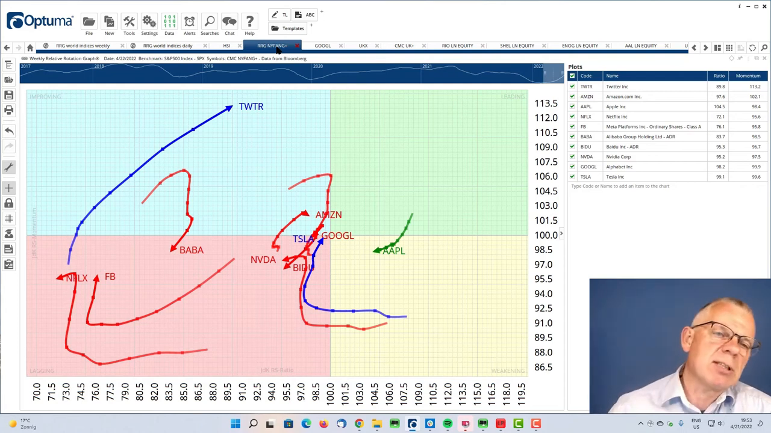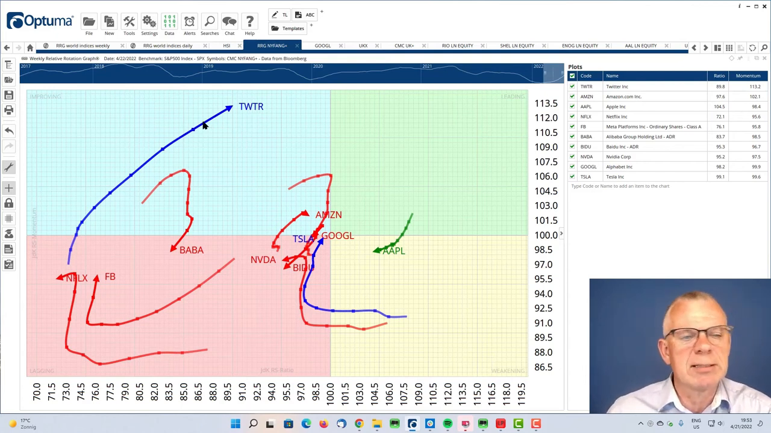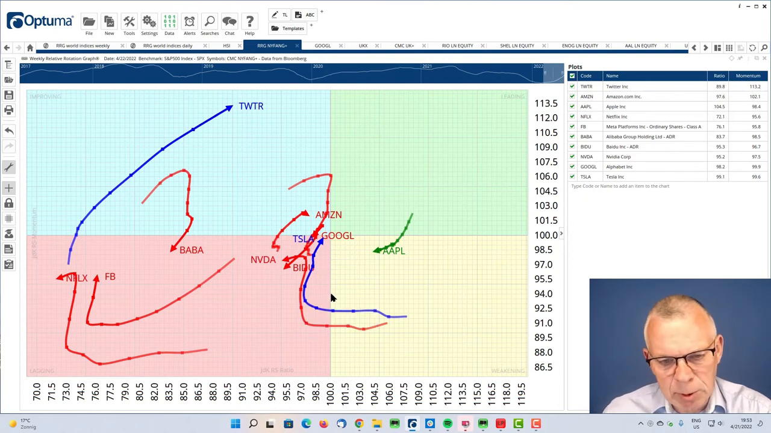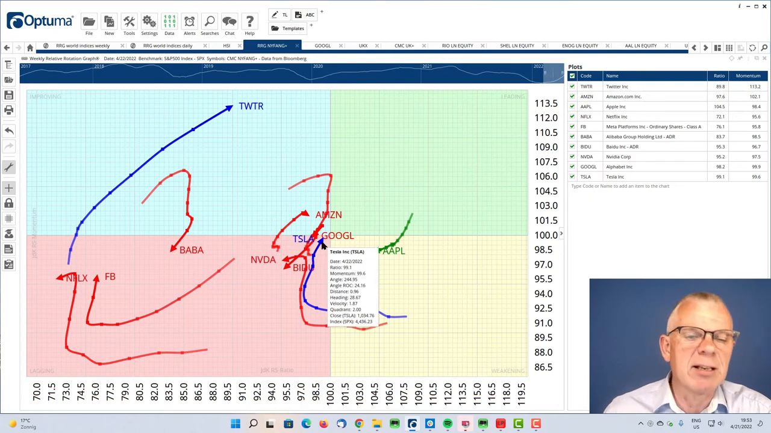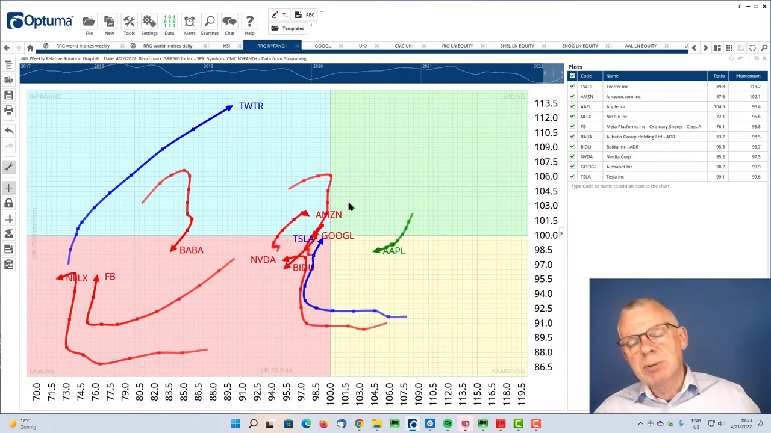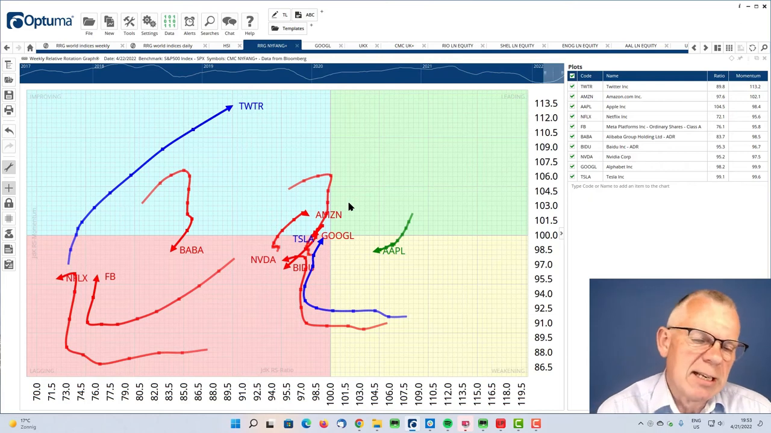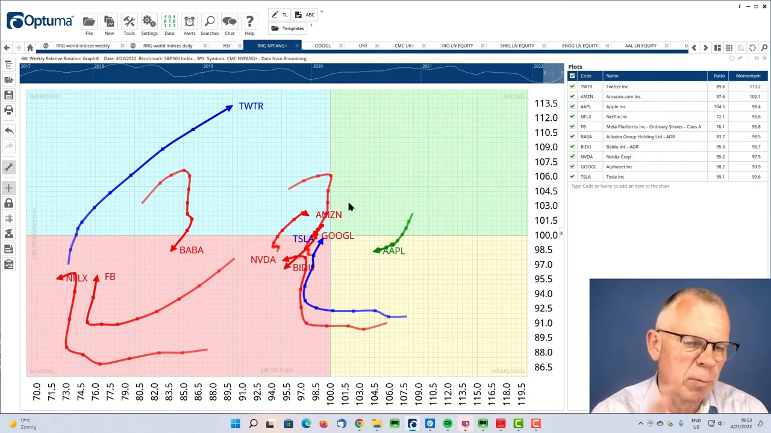There's two exceptions. That's Twitter, TWTR, which is inside the improving quadrant and nicely moving towards leading. And it's Tesla. This is the other blue tail that you see here. It's still inside the lagging quadrant, but it's traveling at a nice RRG heading, potentially reaching towards leading again. It's only two out of this whole group of stocks.